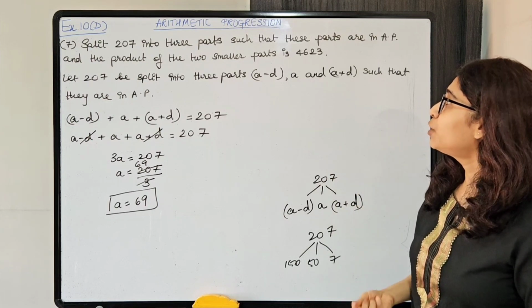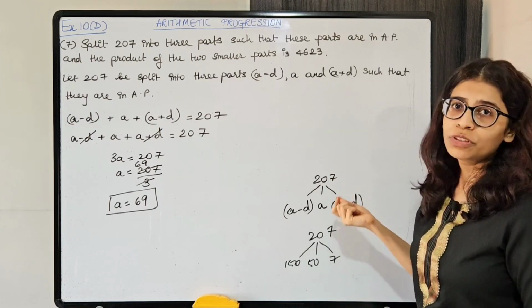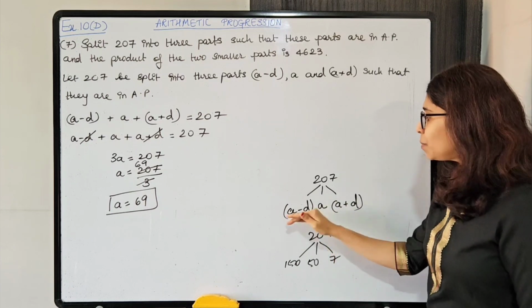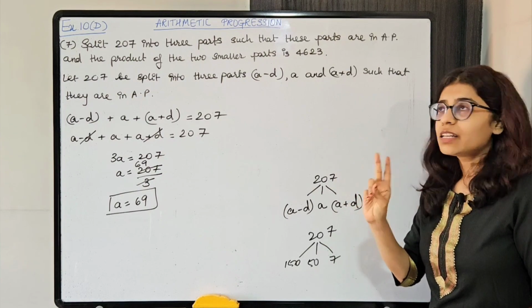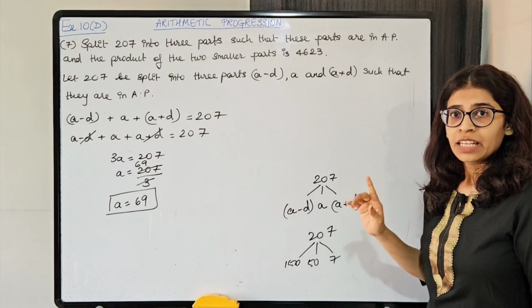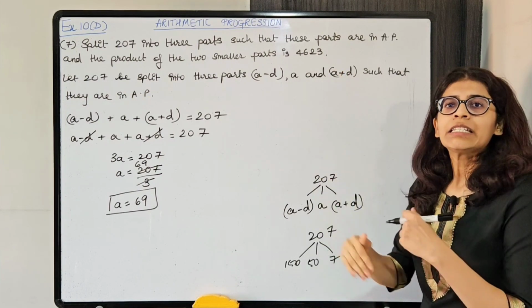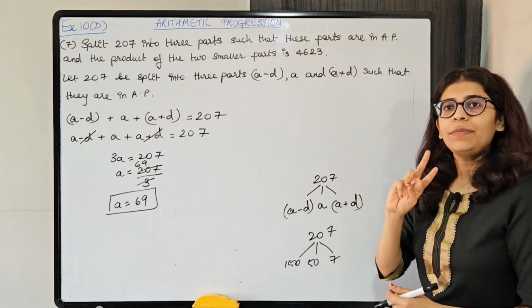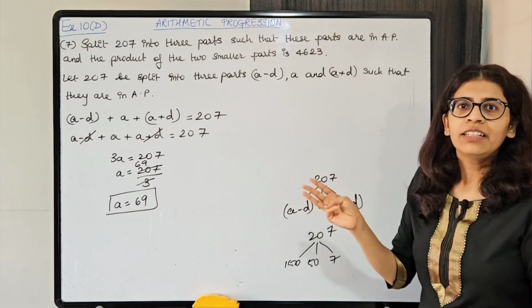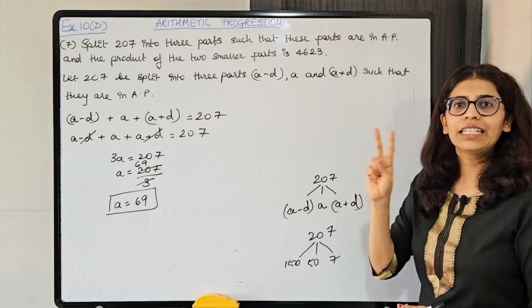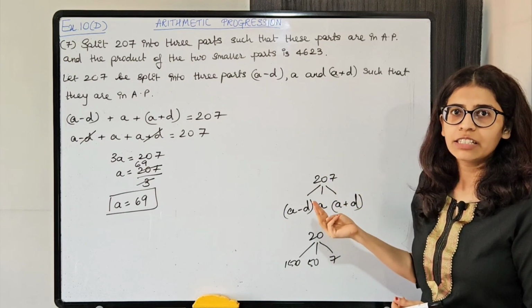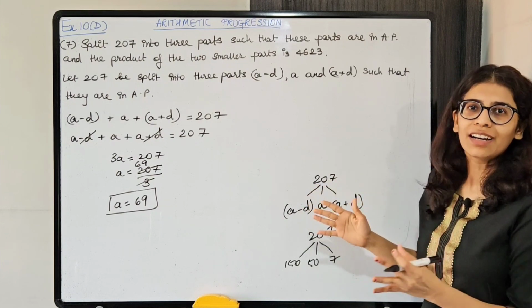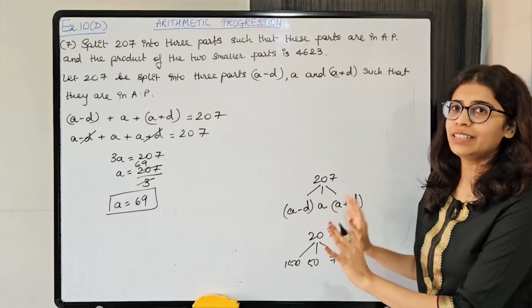The product of the two smaller parts is 4623. ये AP में 3 parts है. So product of two smaller parts is 4623. To understand this better, let us consider some examples. अब AP 3 types का होता है. We have studied this in introduction video. Increasing, decreasing और same. Okay, so यहाँ पे increasing and decreasing ही consider करेंगे, because same वाला यहाँ पे हम लोग नहीं consider करेंगे, possibility नहीं है.